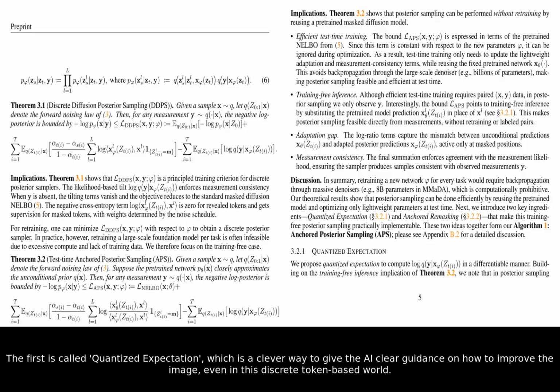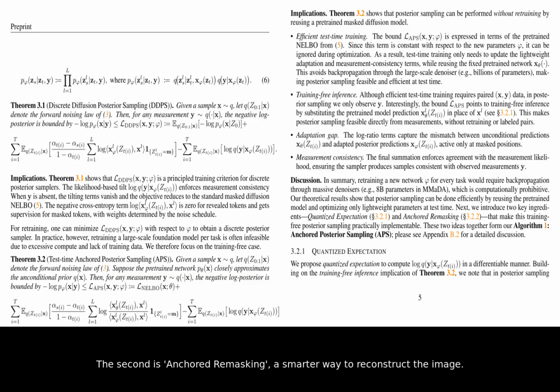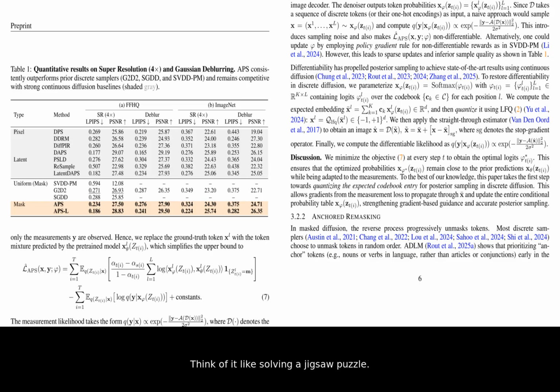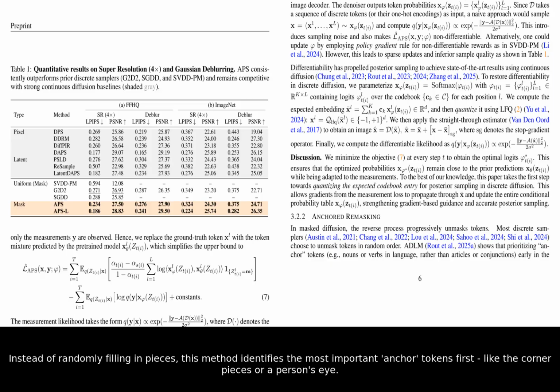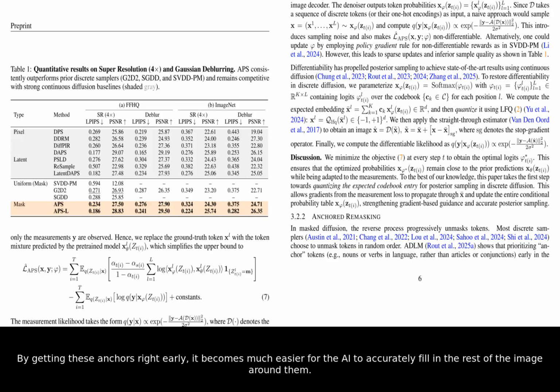The first is called quantized expectation, which is a clever way to give the AI clear guidance on how to improve the image, even in this discrete token-based world. The second is anchored remasking, a smarter way to reconstruct the image. Think of it like solving a jigsaw puzzle. Instead of randomly filling in pieces, this method identifies the most important anchor tokens first, like the corner pieces or a person's eye. By getting these anchors right early, it becomes much easier for the AI to accurately fill in the rest of the image around them.